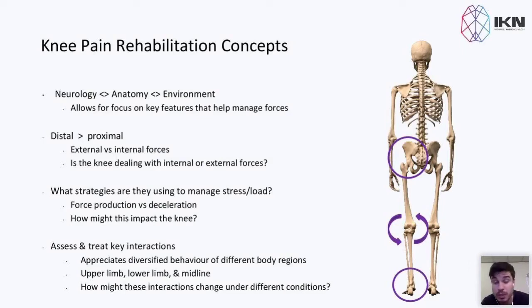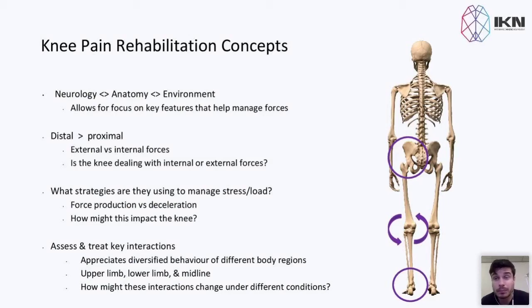So what we need to do is we need to assess and treat key interactions, right? So the interactions that we're going to consider here from a knee pain standpoint is the interaction between the pelvis, the femur, the tibia, and the tibia, the foot, and the foot and the environment. We need to look at these general interactions. How is the pelvis going to cooperate with the femur? How is the femur going to cooperate with the tibia? How is the tibia going to cooperate with the foot? And how does the foot behave in relation to the environment, right? So we're obviously looking at the lower limb in this scenario here. And how might these interactions change under different conditions, right?